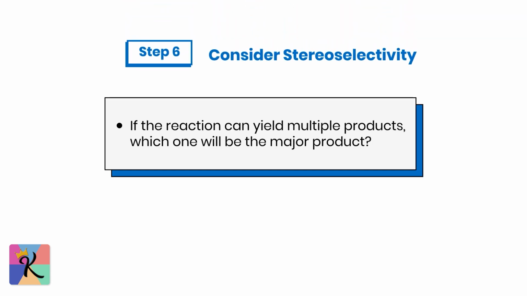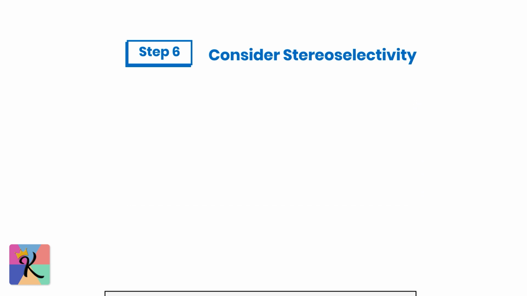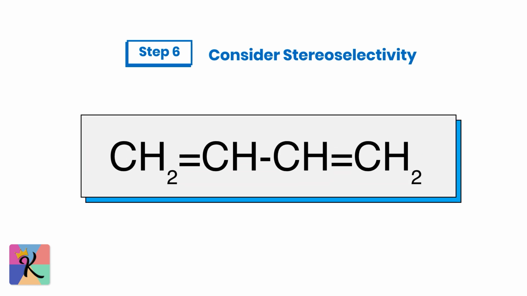Finally, consider stereoselectivity. If the reaction yields multiple products, which one will be the major product? Typically, the product with less strain and greater stability will dominate. For example, conjugated systems are more stable and thus more likely to form.